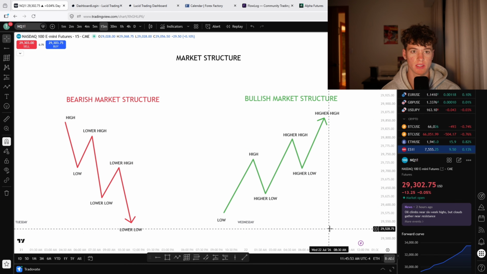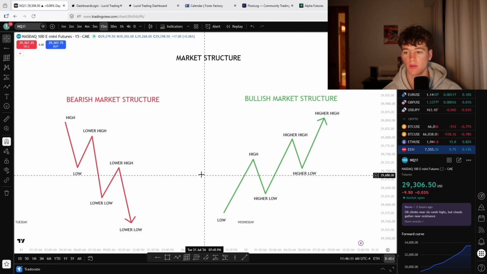All right, so market structure. You guys need to know that a bearish market moves in lower highs and lower lows, and a bullish market moves in higher highs and higher lows. I know that probably sounds confusing. I remember when I first learned this, it was really easy to confuse everything, but I've drawn something up here for you guys. So let's get into it.